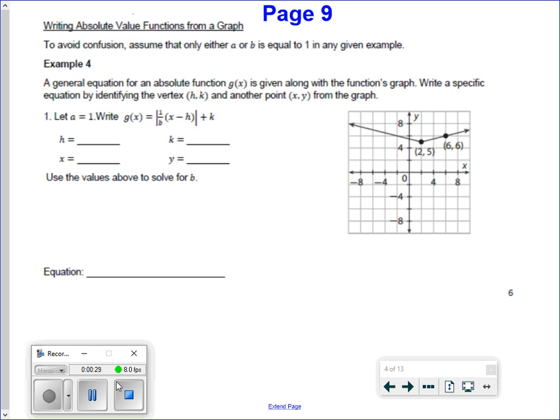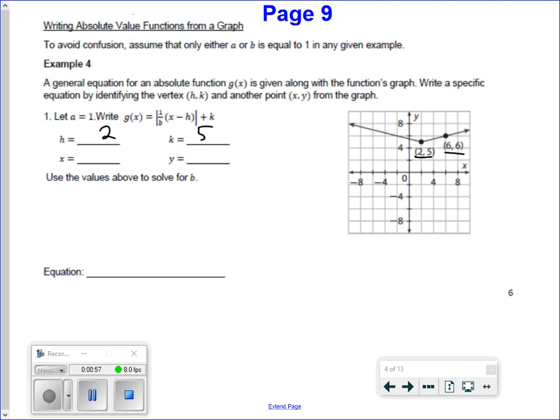So here, what we're trying to do is we have a graph of an absolute value function, and we want to take it and get our equation from that. So it's going to be very similar to how we did this in module 1. We're going to get our HK points from our vertex, and we're going to choose any other XY points on the graph as long as it's not the vertex itself, and we're going to use that to figure out whatever parameter we're looking for. So in this case, our H is 2, and our K is 5.